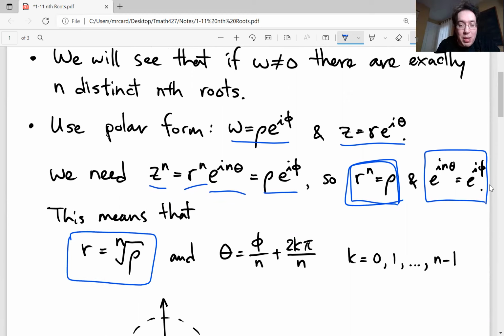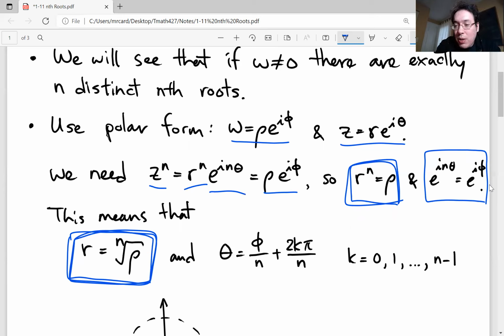So now we are describing how to take nth roots, but taking the nth root of a positive real number, we already know how to do that. So this is the nth real, positive root of rho. Okay. So the modulus is given, that's fixed. Now let's look at the angles.